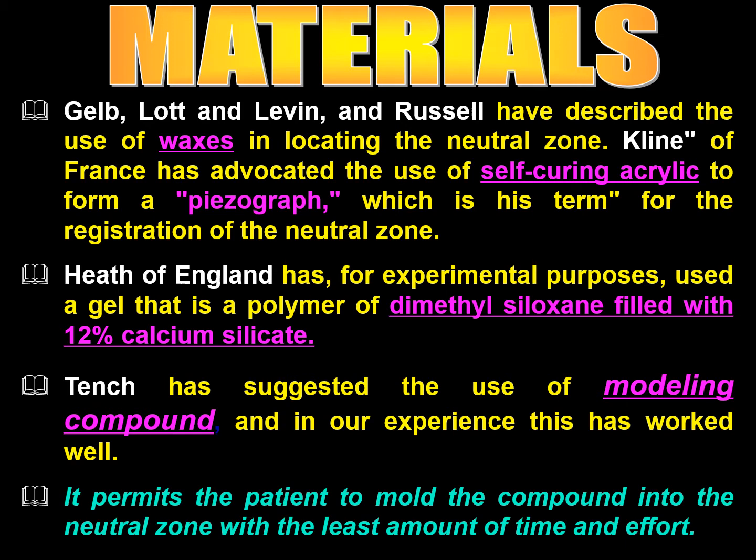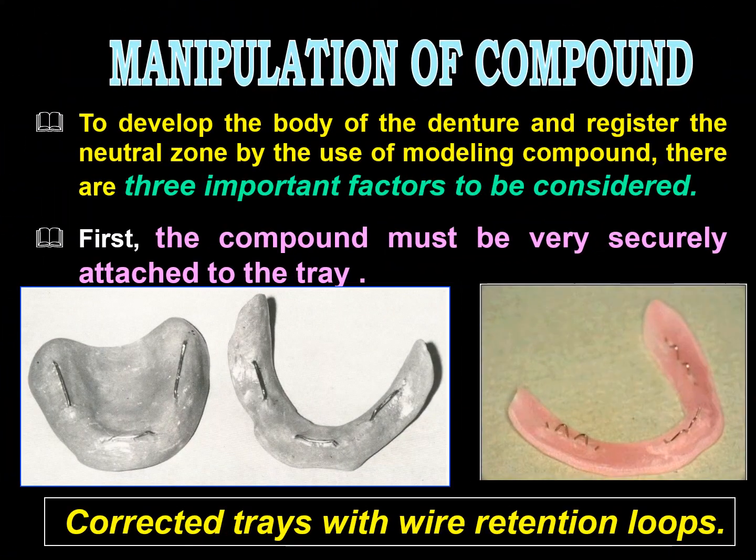Modeling compound permits the patient to mold the compound into the neutral zone with the least amount of time and effort. So we manipulate the compound to develop the body of tension and register the neutral zone. There are three important factors to be considered. First, the compound must be very securely attached to the tray. So we should make wire loops on the trial denture base, to make a mechanical means of attaching the compound very securely to the tray.